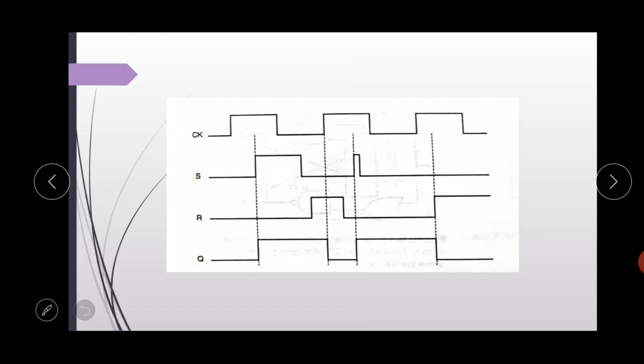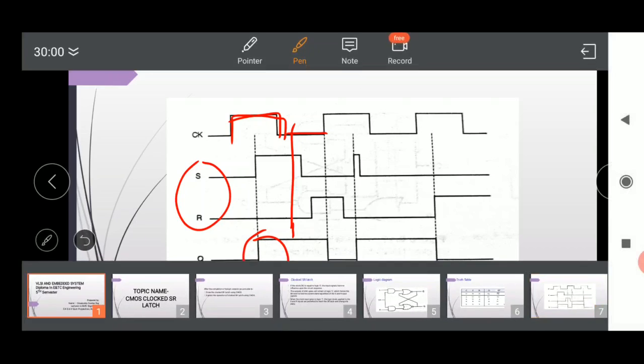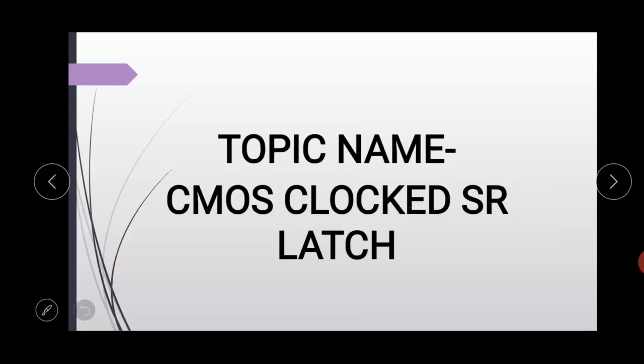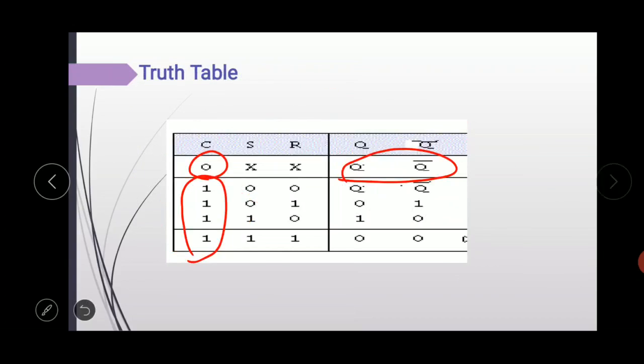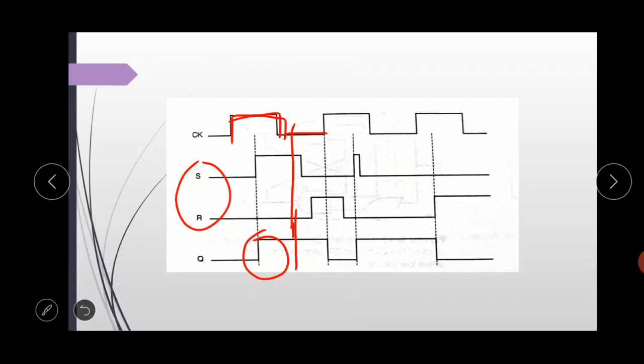Here you can see S and R. The input signal is given, and only for this duration the clock signal is high, and during clock equal to 1, as per the input given, we get our output. But when the clock signal is 0, whatever the input may be, the output holds the previous state. Here you can see, it holds the previous state.